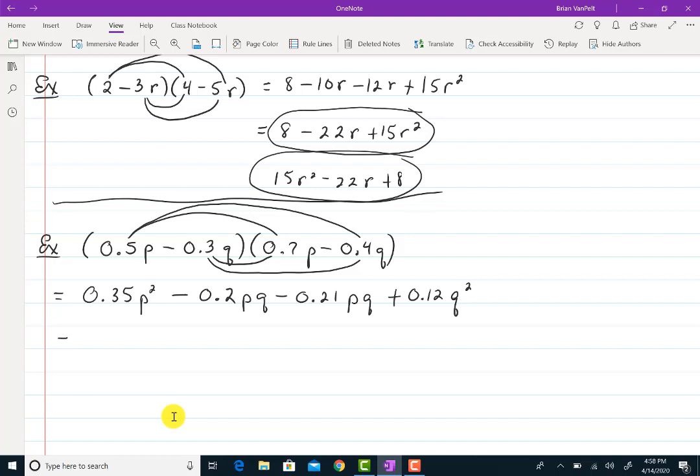And to finish off the problem, all I'm going to do is collect the like terms in the middle. We have negative 0.2, negative 0.21, that's negative 0.41 PQ plus 0.12 Q squared.